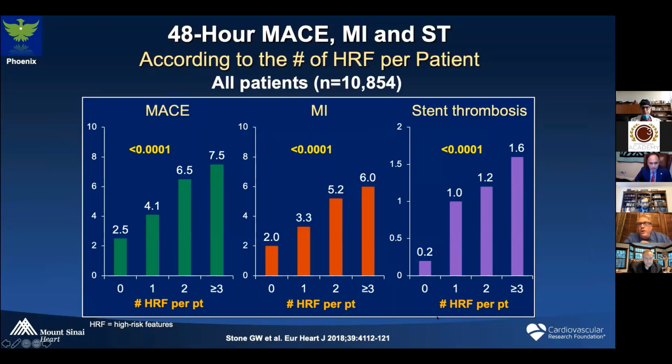And I'll point out, if we look particularly at stent thrombosis, because that's the complication that we all fear the most as interventionalists, you can see if you had no high-risk features, you had a 0.2% risk of stent thrombosis, 1 in 500 within 48 hours. But as you go to 1, 2, and greater than or equal to 3 high-risk features, the risk increases. And so with 3 or more high-risk features, you're at about 1.6% rate of stent thrombosis within 48 hours, 1 in 60 patients. So that's not trivial. And that's independent yet of randomization treatment.